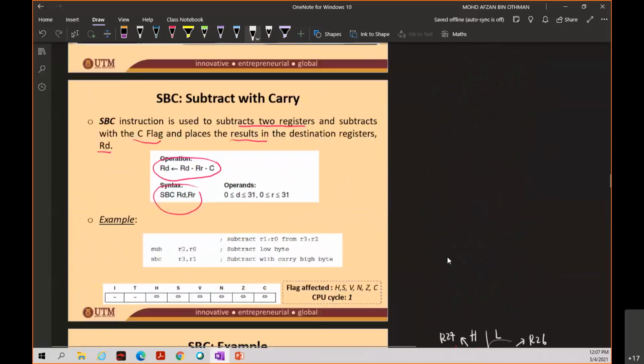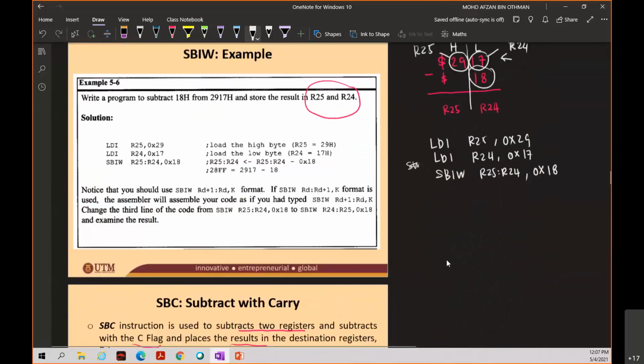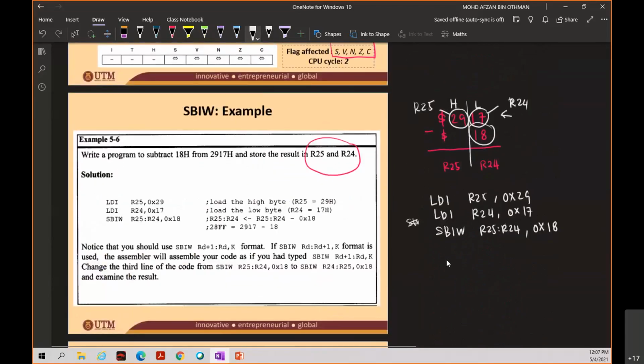Okay, we go to the previous slides, for this example here. Previously we used the SBIW. This is one of the methods.